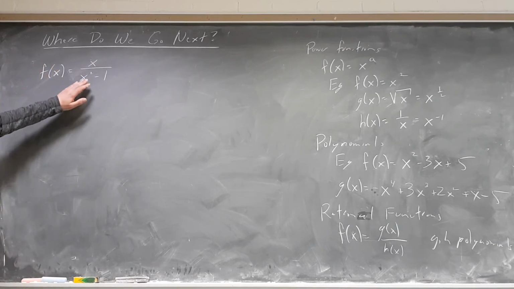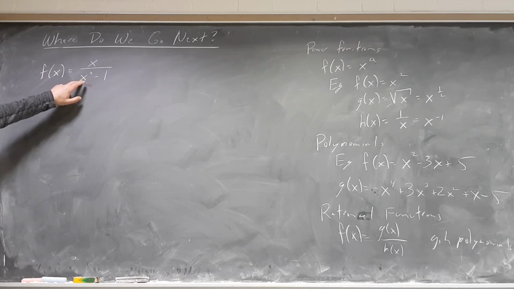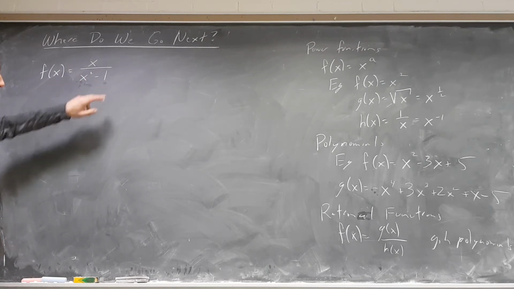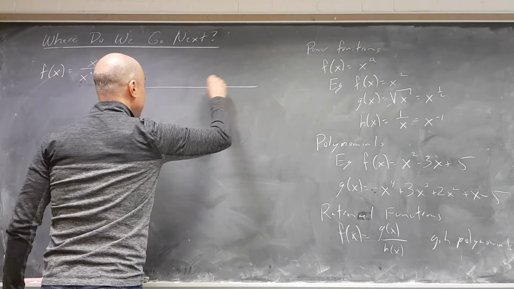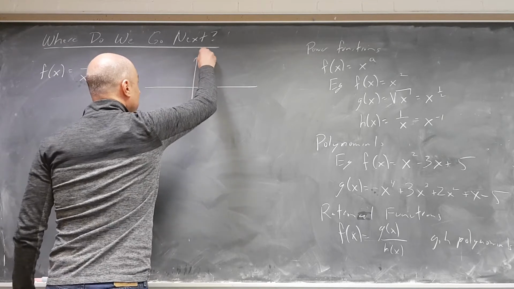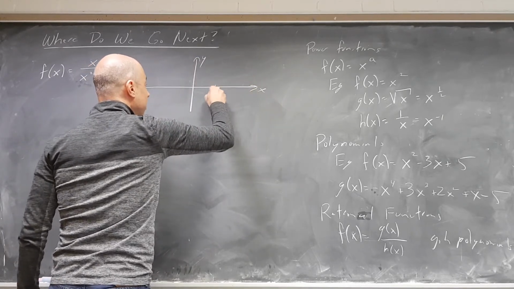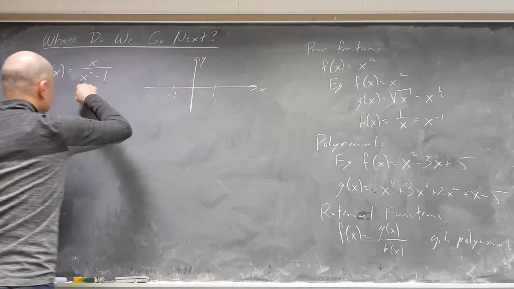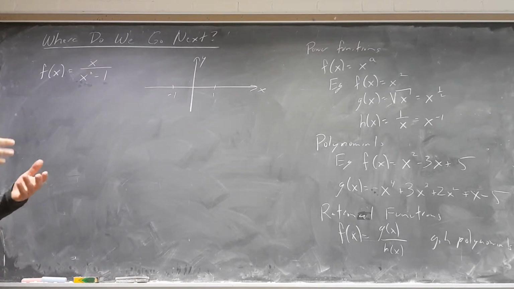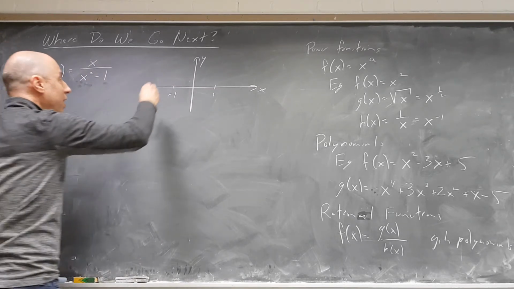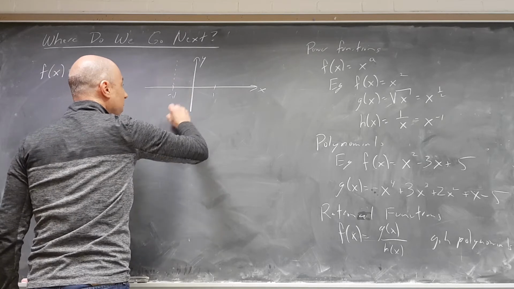Now, there are a lot of things about this function that we can't answer at this point, but there are a lot of things that we can. We could figure out that this thing has vertical asymptotes wherever the bottom is equal to 0. So it has vertical asymptotes at x equals 1 and x equals minus 1. That's where the bottom equals 0. We would set it equal to 0 and solve, and we get x equals 1 and x equals minus 1.